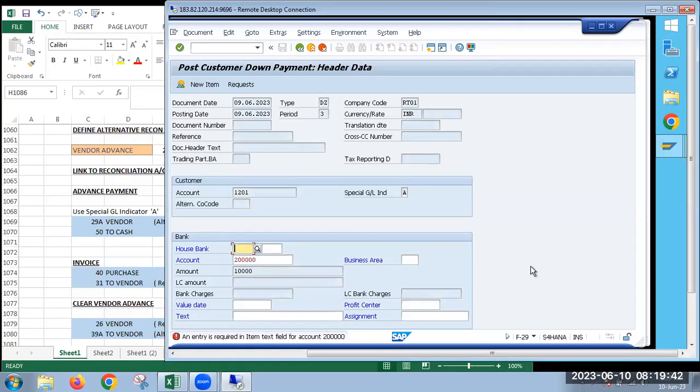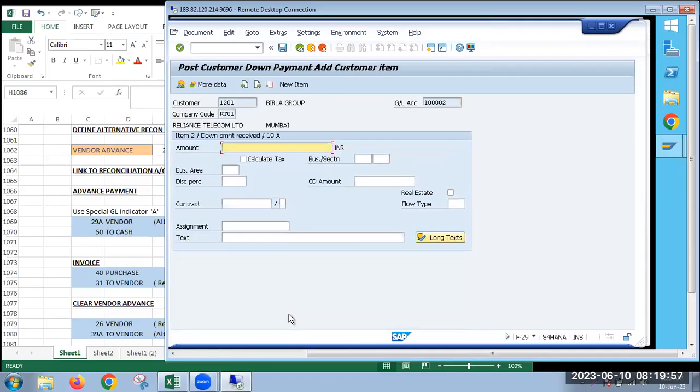What does this error say? Text is mandatory, so we can assign a text. This is customer advance. Copy it the same way we made the transaction with vendors. Enter.